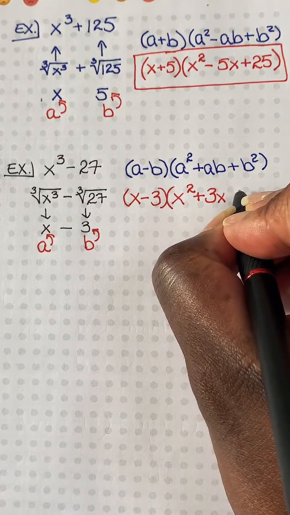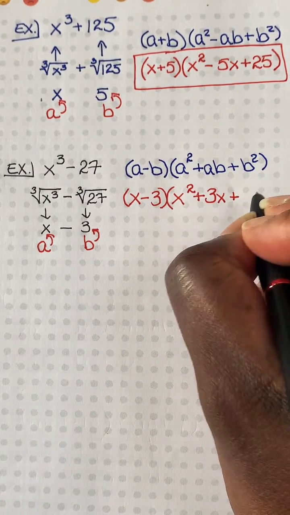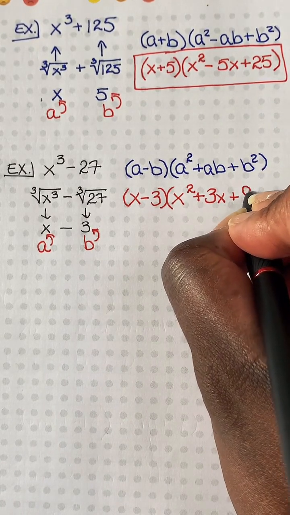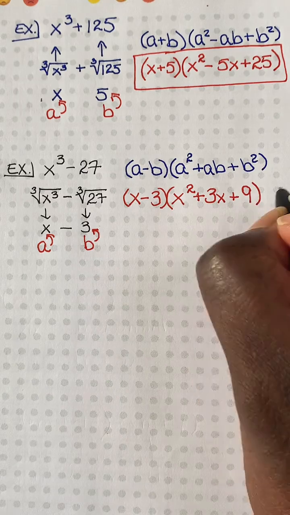So remember, my b is 3. So 3 squared, that's 3 times 3, which gives me 9.